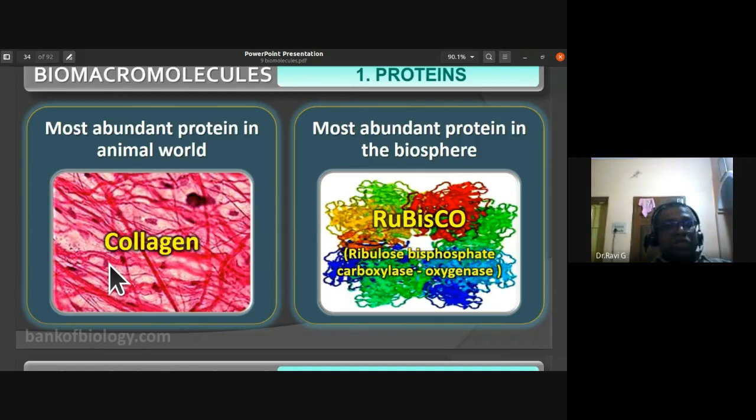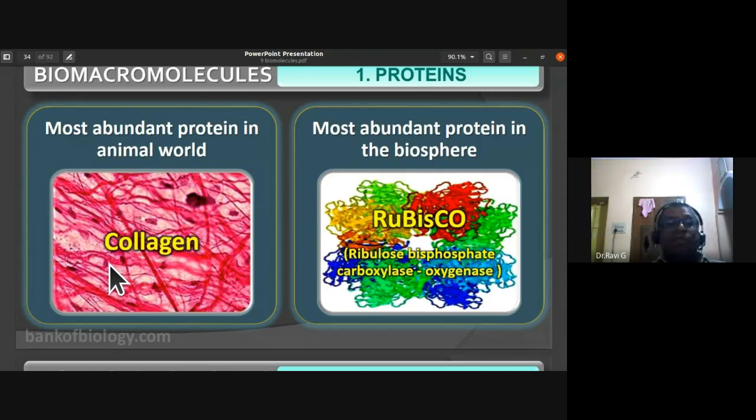The most abundant protein in the animal world is collagen. The most abundant protein in the entire biosphere is Rubisco, ribulose bisphosphate carboxylase oxygenase. Remember this Rubisco enzyme, which we'll study in photosynthesis. It helps in fixing carbon dioxide and plays an important role in the C3 cycle. When we come to plant physiology, photosynthesis, we'll discuss Rubisco.